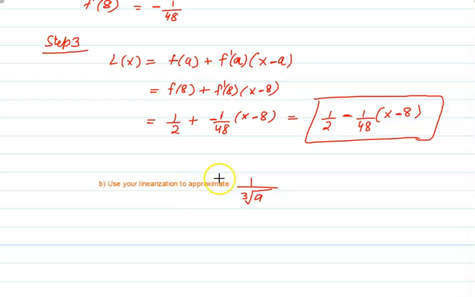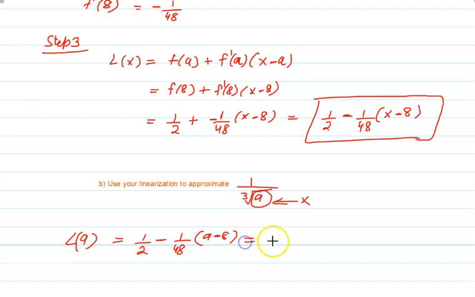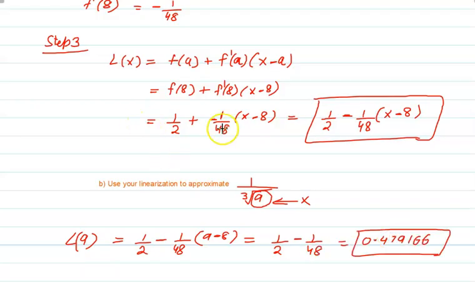Now for the next part, we need to approximate this value using the linear approximation we got in the earlier parts. So all we need to do is just plug in the value of x as 9. This is the x value which we need to approximate. We are going to replace x with 9 in the equation we got earlier, and it gets simplified to 1/2 minus 1/48. So this is how we use linear approximation to approximate the x value when we are given a function and we are also given the point of approximation.